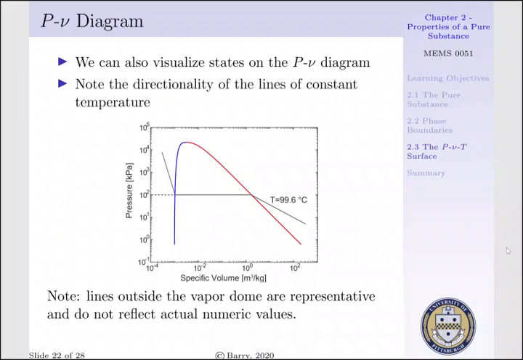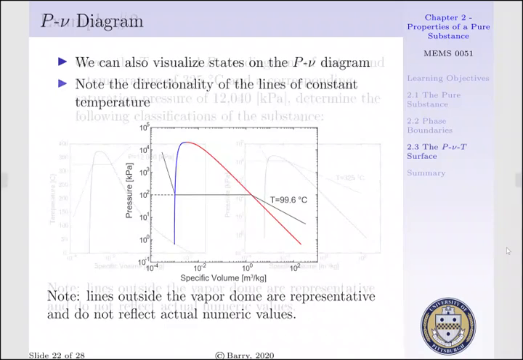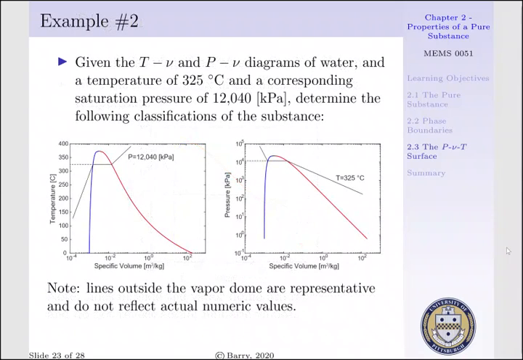Now, we will not work with this surface, for oftentimes this describes things happening such as sublimation and deposition, or melting and freezing. The focus of this class will be on phase transformations going from our liquid to our vapor state. Let's consider an example. Given a TV and PV diagram of water, where we have a temperature of 325 degrees centigrade and a corresponding saturation pressure of 12,040 kPa. And we want to determine the following classifications of the substance based upon given temperatures and pressures.